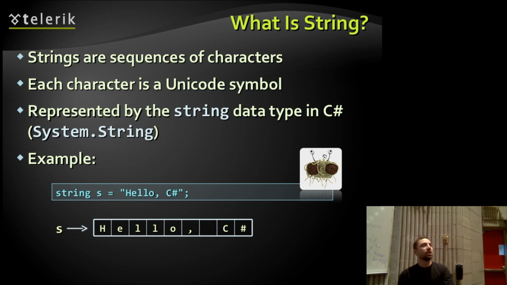So let's just get all on the same page. A string is a sequence of characters. Each character in C# is actually a Unicode character. Now, from previous courses, what type of characters did you deal with? Were they always Unicode? ASCII. That's where we started.